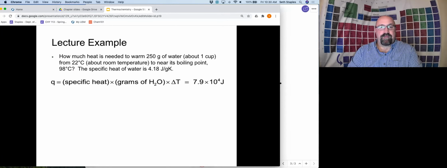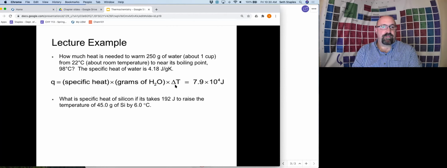Hopefully you came up with something about like this, 7.9 times 10 to the 4th joules. Again, we have our specific heat, our 4.184, our grams, our 250 grams, times our temperature change, our delta T here, which will be equal to 76 degrees C. We take all those, we multiply them together, and we should get 7.9 times 10 to the 4th.